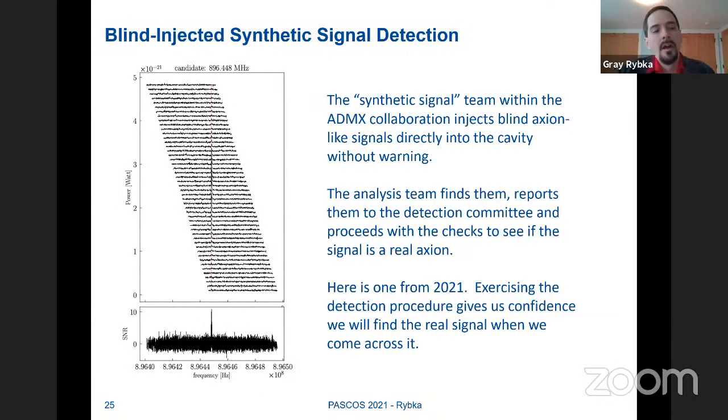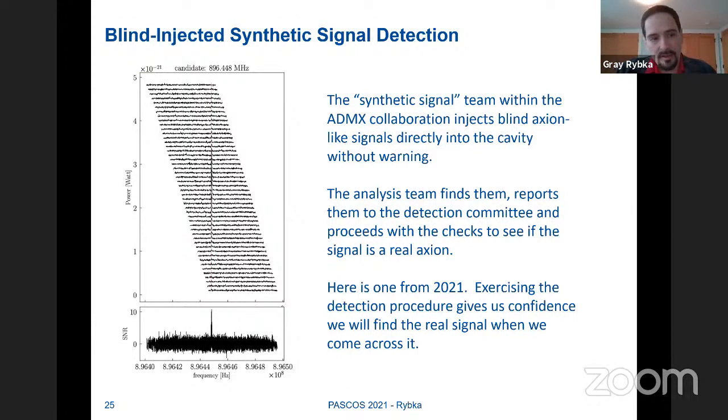Here's an example of a test like this that we did earlier this year. So here we have a synthetic signal team that injects axion signals blindly. That is to say, they have a cable that runs to the experiment. So they're real electromagnetic signals, and they have a box, and the box is locked. And no one on the analysis team or even the operations team has a key to this box. And so this box could be putting out an axion signal at any time, or it could not.